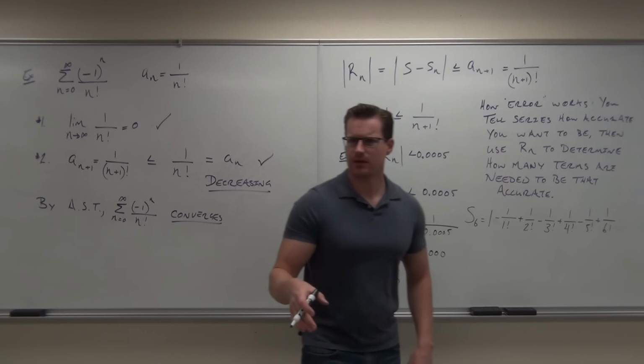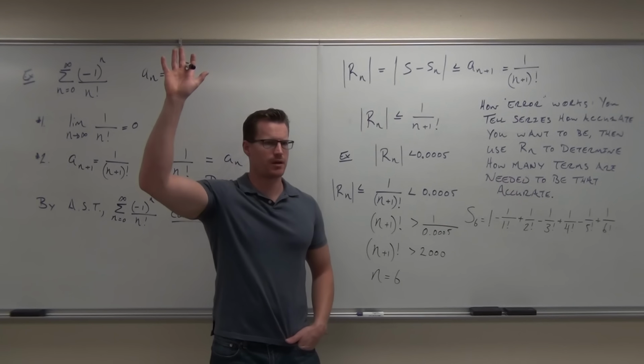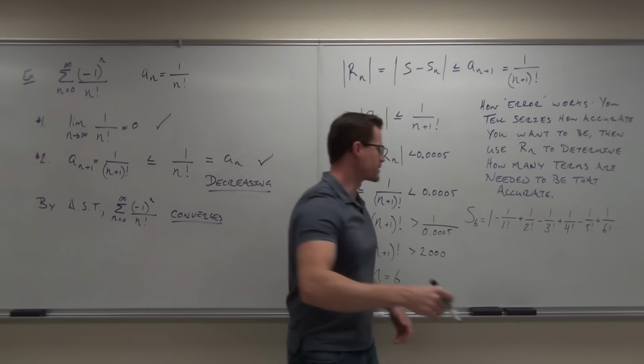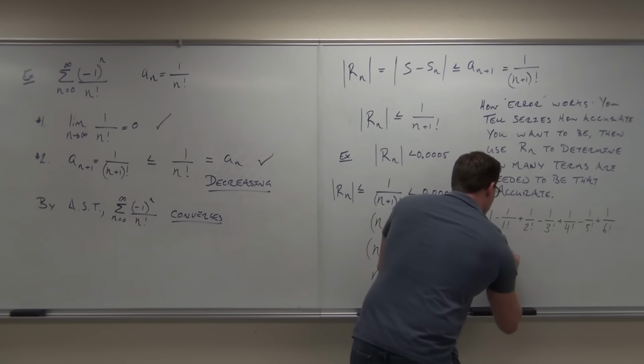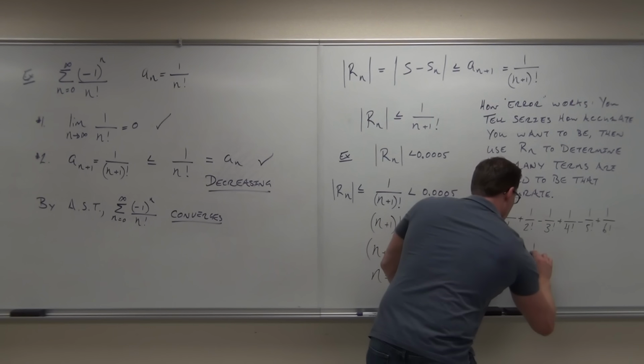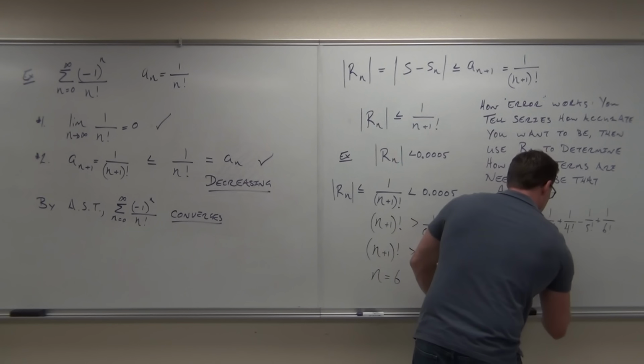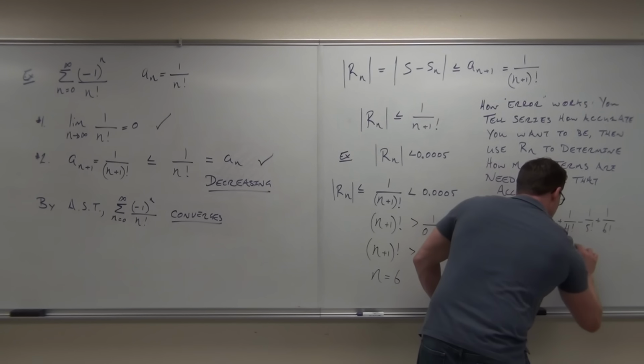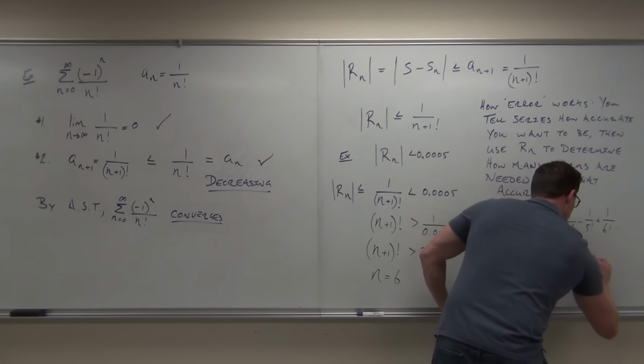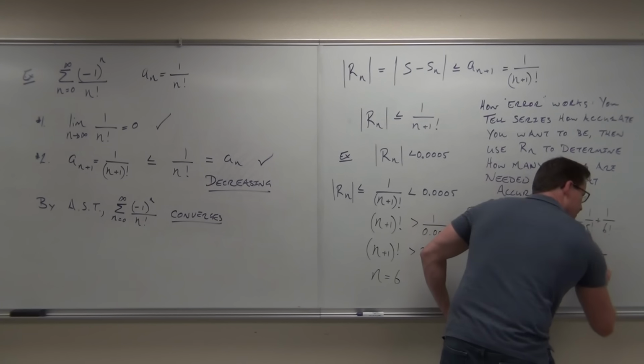Are we okay with all that? Okay, so let's figure out what it is. This is 1 minus 1 plus 1/2 minus 1/6 plus 1/24, minus 1 over 120 plus 1 over 720. Is that a 720? Yes.